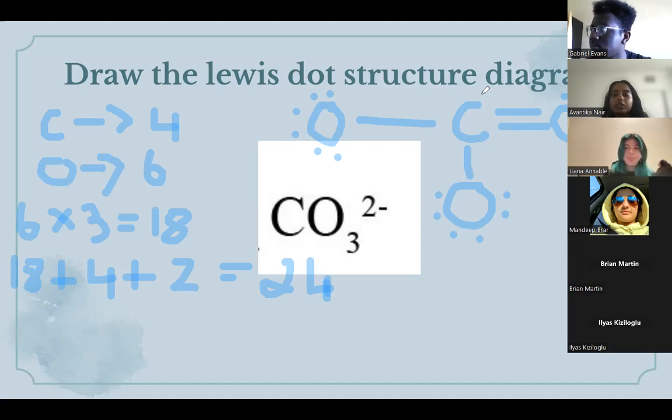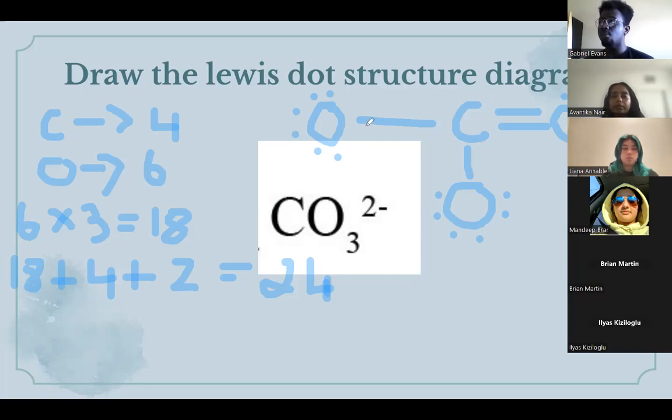Can anybody tell me if there's an element that isn't happy with 8, that maybe needs less? What are the exceptions? I see hydrogen. Yeah, how many does hydrogen need to be happy or content? Yeah, it's 2. So just something to keep in mind when you're doing these. I think hydrogen might be the only exception.